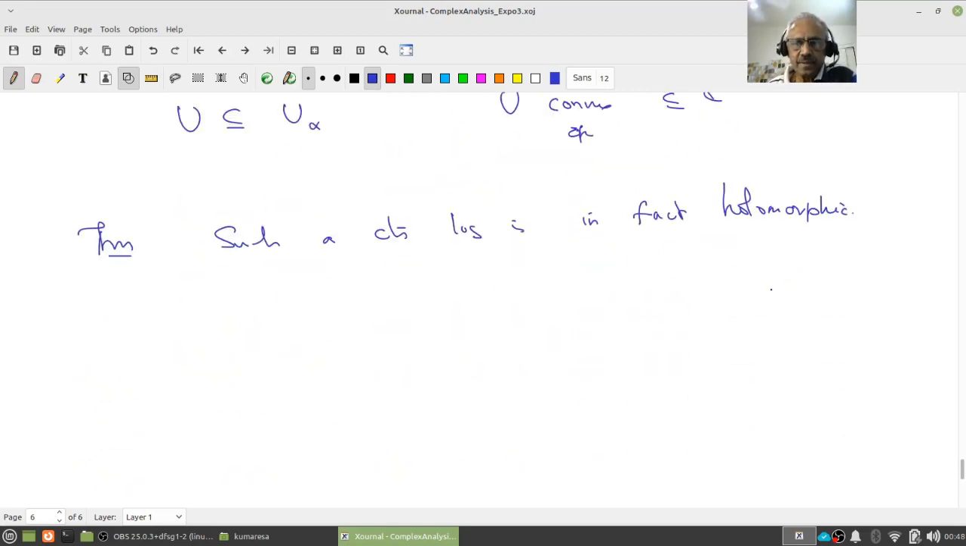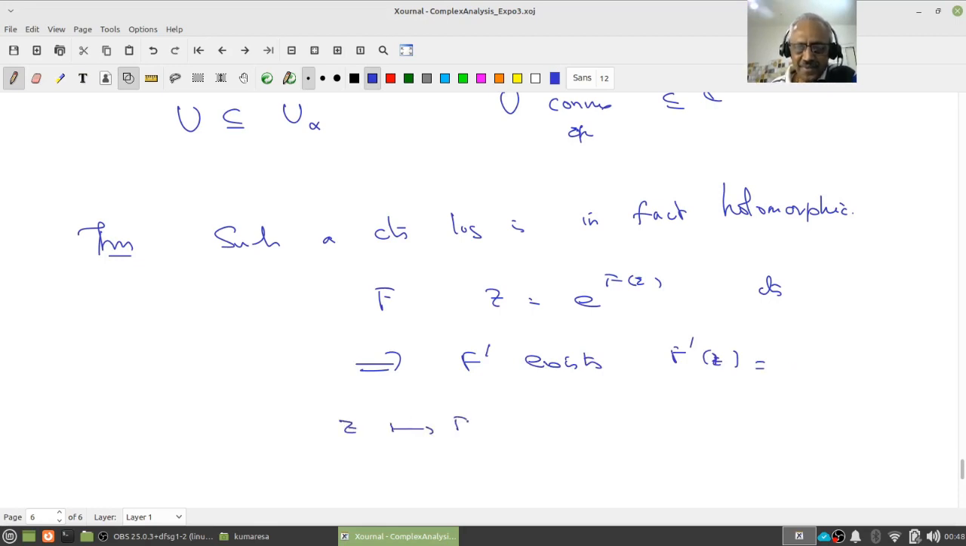Okay, it is holomorphic. What does it mean? If z is e power f of z and f is continuous, from this I can show f dash exists. And what do you think f dash should be? Remember, z going to f of z, that going to e power f of z, this is z. Therefore by using the chain rule, you know what it should be. You can find this must be 1 by z, and we have this.